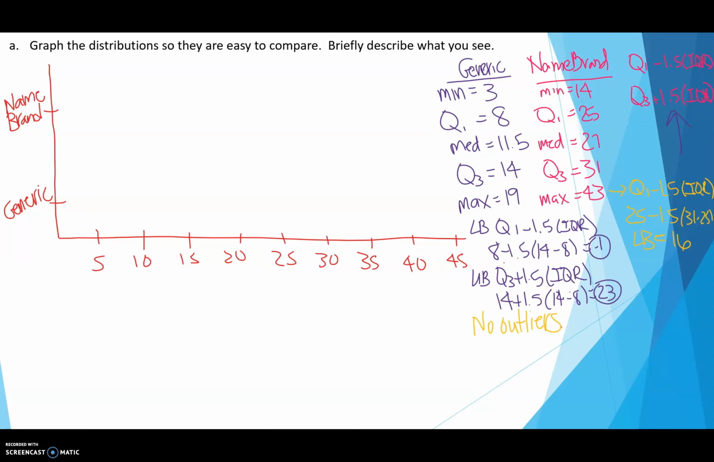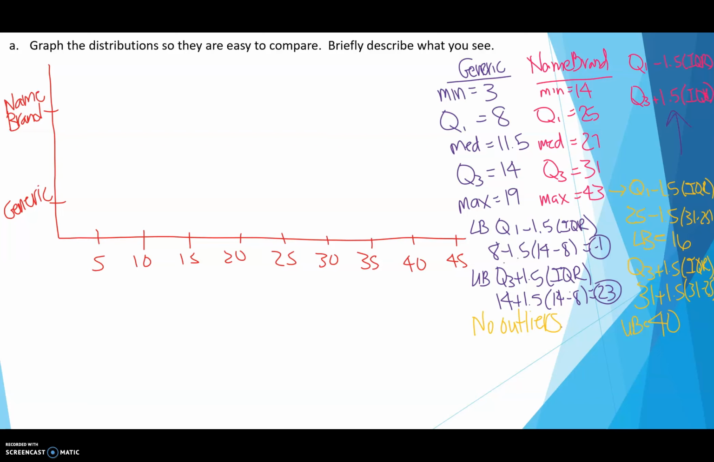Okay, so we'll go back a minute and look at that. Now let's do the upper bound. 1.5 IQR. So Q3 is 31 plus 1.5 times 31 minus 25. Plug that in. And we got 40. That's our upper bound. All right, so let's see, we got 40 and 16.